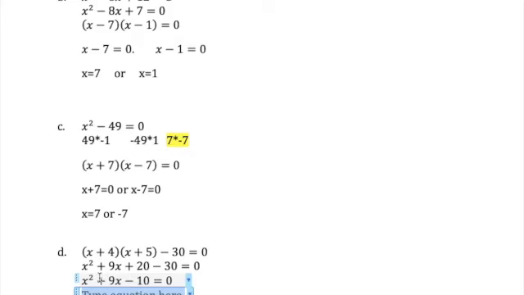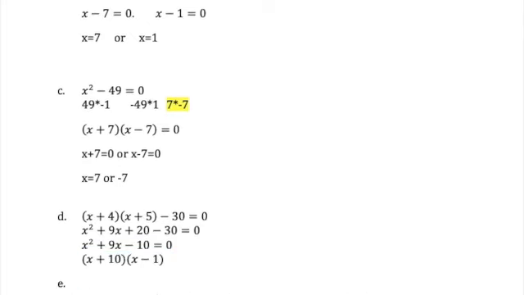Okay, so let's see, 5 and 2 would get 7, 10 and 1 would get 11. 10 and negative 1 gets 9, though. Okay, so 10 and negative 1. So let's see, we got x plus 10, x minus 1. Because 10 times negative 1 is negative 10. So then I got negative 1x plus 10x is going to be positive 9x.